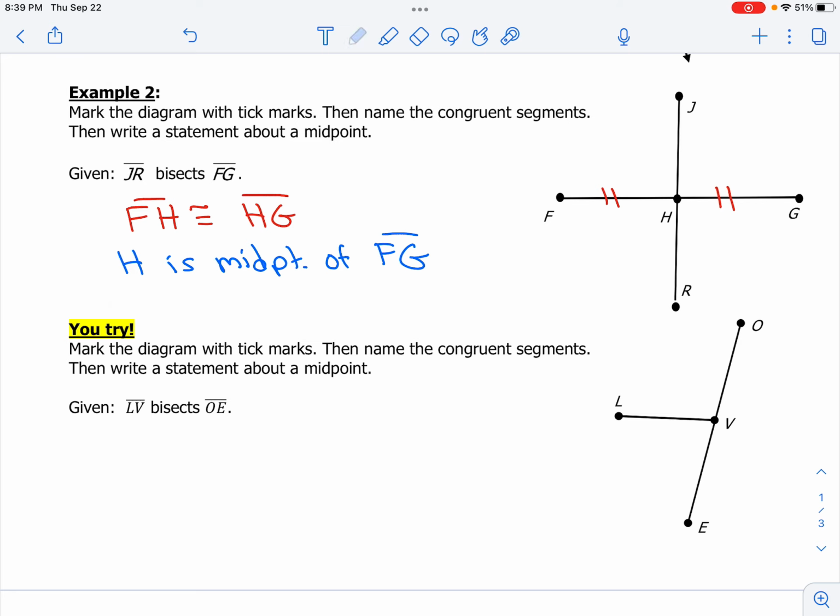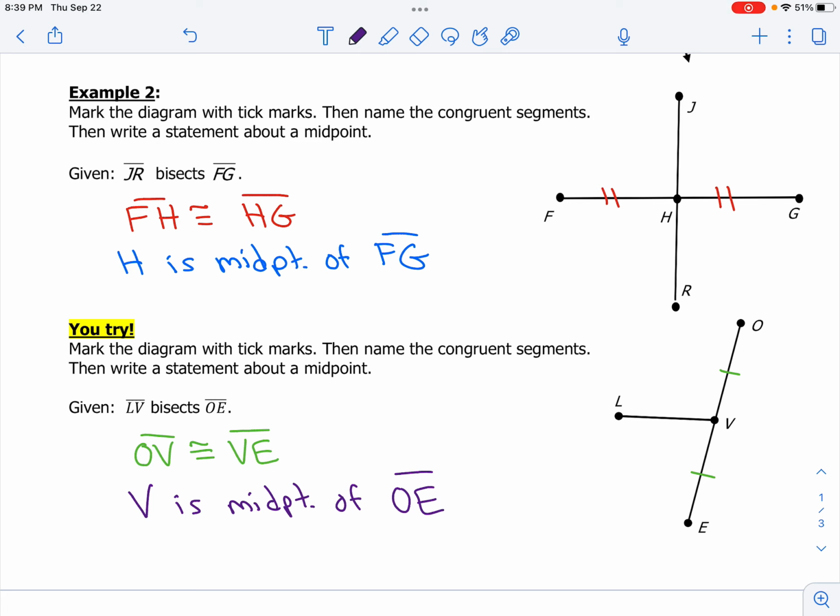All right, let's see what happened. Segment LV bisects segment OE. So OE is getting divided in half into two congruent segments. Segment OV is congruent to segment VE. And now we know that point V is the midpoint of segment OE. I hope you're having as much fun as I am. Let's continue.